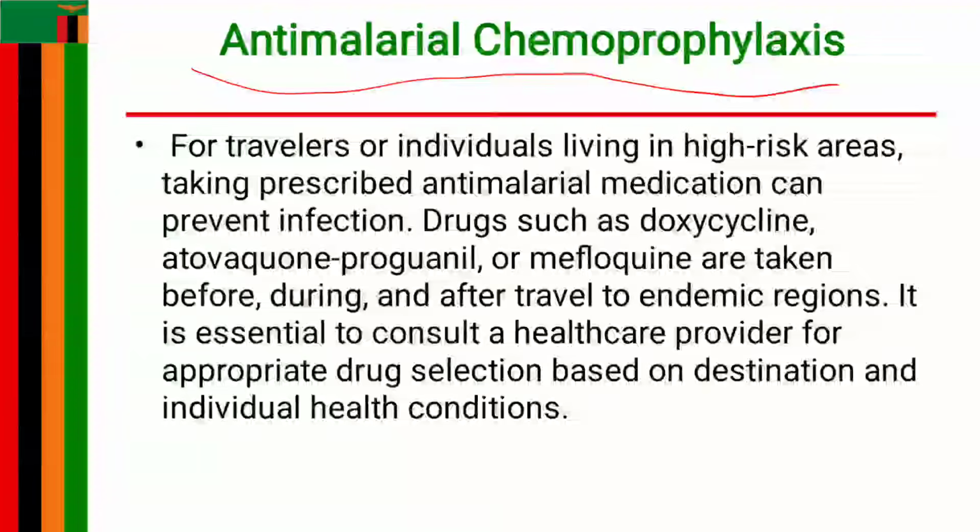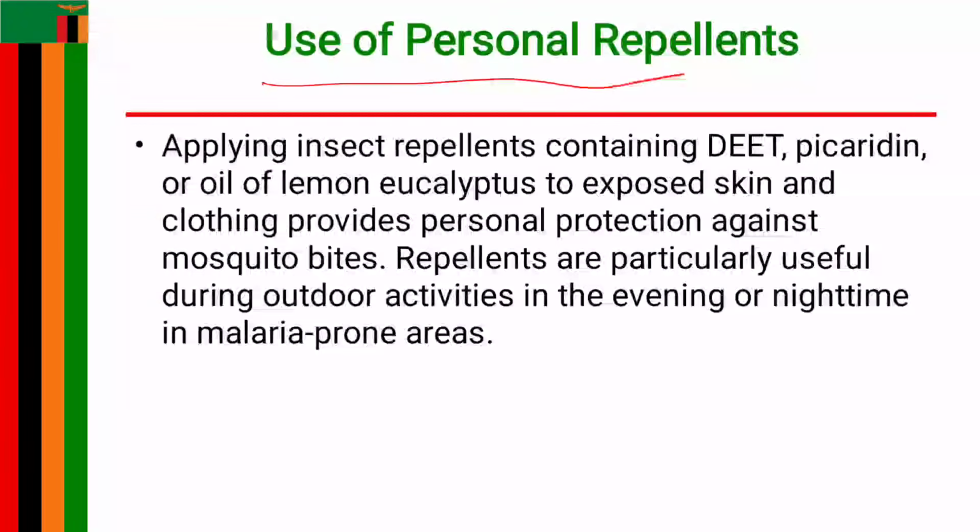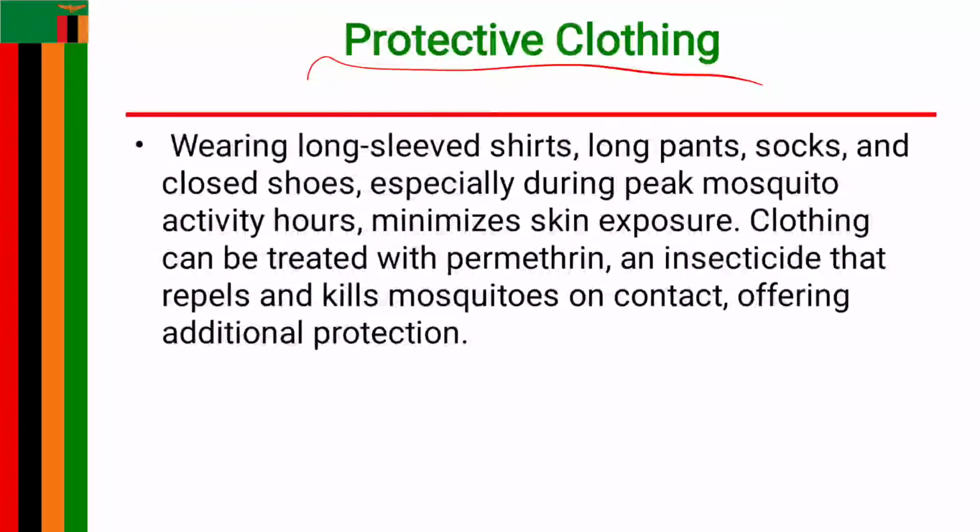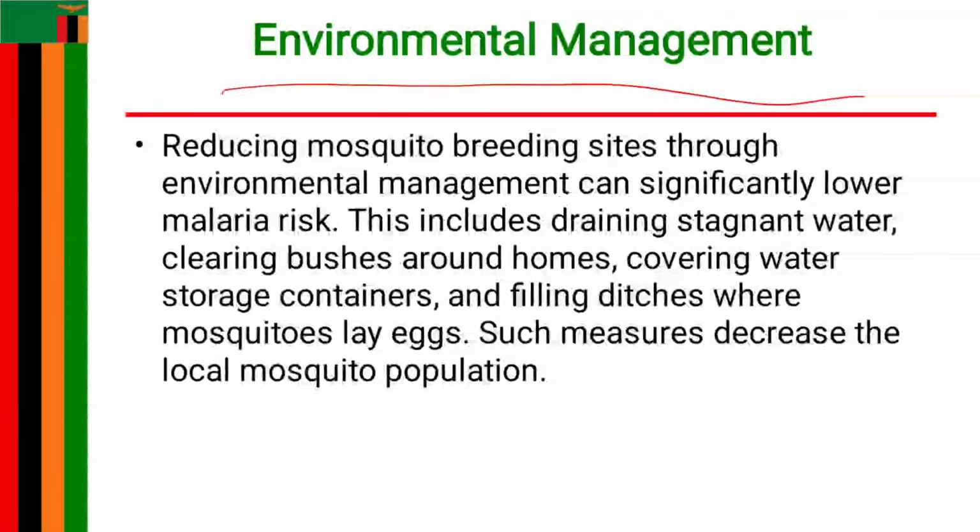This will at least prevent malaria because the patient would have taken drugs to prevent malaria way before they are exposed to the parasite. Use of personal repellents. This will at least prevent or reduce chances of being bitten by mosquitoes. Apart from that, protective clothing. This also reduces surface areas for biting by mosquitoes, because most of your body parts are covered with clothing. And of course, environmental management, like covering pools of water, cutting down tall trees. All this can help reduce harboring areas for mosquitoes where they can breed from.